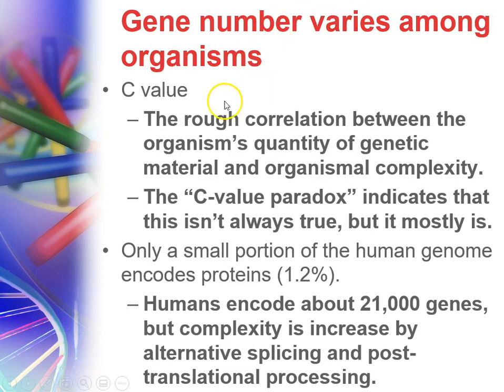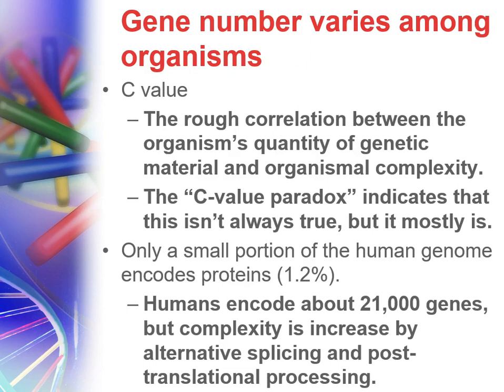So first, let's talk about something called the C-value. The C-value describes the rough correlation between the organism's quantity of genetic material and organismal complexity. I have some pictures to show you in the next couple of slides. The C-value paradox, though, indicates this isn't always true. It mostly is, but there are exceptions.